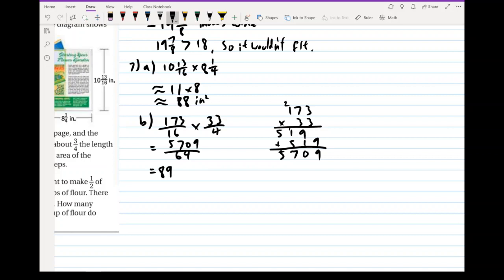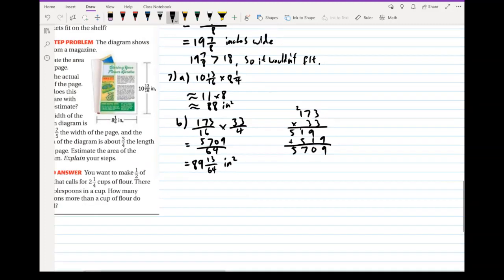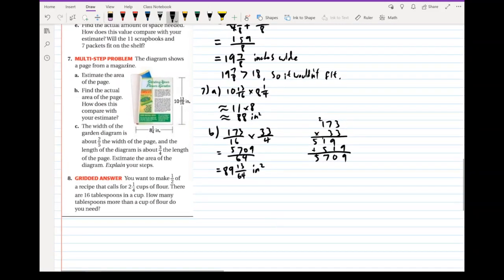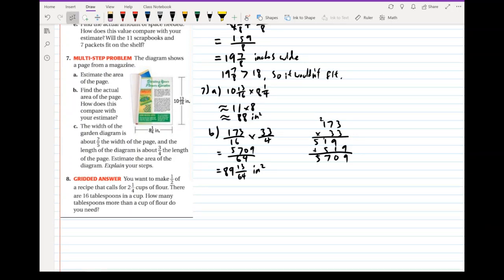89. So 64 goes into 5,709 89 times, and then the remainder, 5709 minus 5696, will be 13 over 64, and that is the actual square inches. And then how does the actual area compare with the estimate? I would say it's pretty close. It's quite close, very similar to the estimate.